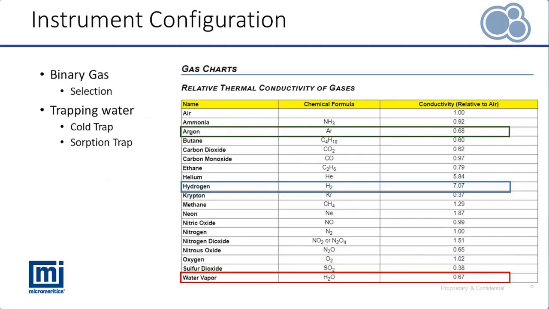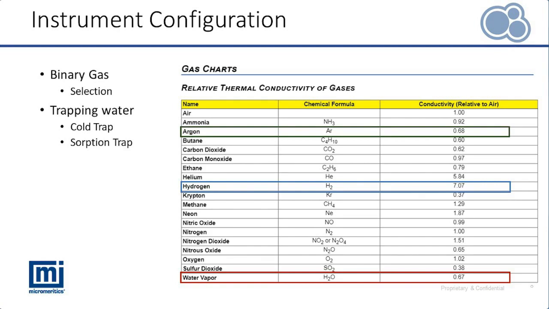The selection of the binary gas mixture is important to detect the most sensitive changes in signal. For this reason, a high difference in thermal conductivity of the binary gas is chosen for the most sensitivity. Hydrogen has a thermal conductivity relative to air of 7.07. The best choice for the inert gas would be argon, which has a drastically lower conductivity relative to air of 0.68. Similarly, water, whose conductivity is close to the value of argon, if not trapped, will cause interference with the gas conductivity measurements.